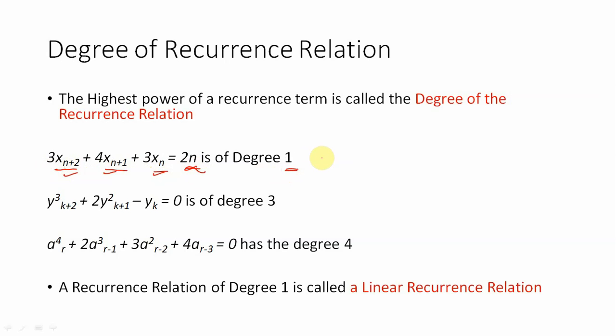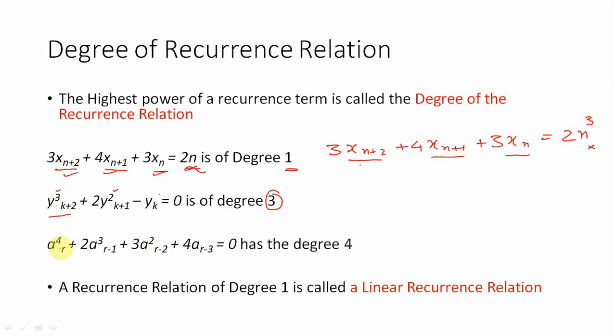Say for example, if I change this recurrence relation to, let us say, 3x(n+2) plus 4x(n+1) plus 3xn is equal to 2n cube. Still the degree of this recurrence relation will be 1. Why? Because the highest power of the recurrence terms is still 1. This is not the recurrence term. So we only use the power of the recurrence terms. If you see over here, this has the power 3, this has the power 2, this has the power 1. So the highest power is 3, so the degree will be 3.